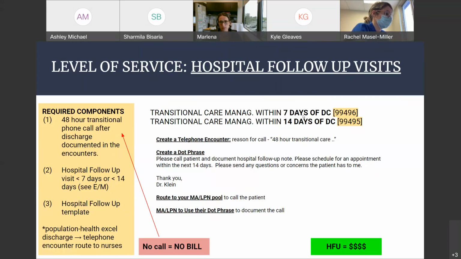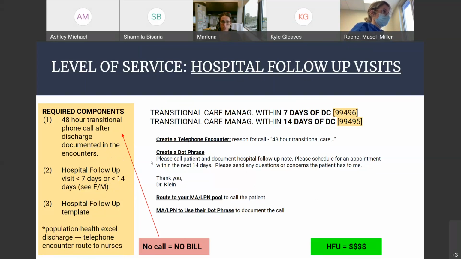Up here you can see 7 days or 14 days. Obviously, within 7 days of discharge has higher reimbursement than 14 days. The most important thing is if there's no call documented, you can't bill for it. So it's just frustrating if a patient comes in, you meet all that criteria, and there wasn't a call documented.